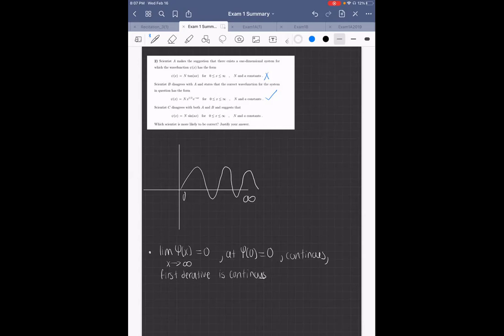And you can tell if its first derivative is continuous if it doesn't make any sharp turns like this. If it does, that means its first derivative is not continuous. And if you can't truly tell, you can take a derivative of that function and graph it on the bounds to see if it's continuous. And yeah, that's pretty much it.